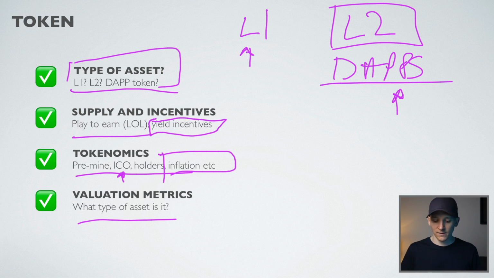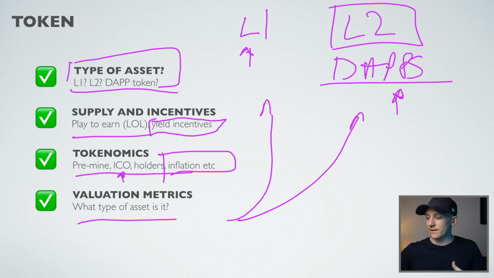What type of asset is it? Is it an L1? Is it a dApp? Is it an L2, like a scaling solution? What type of sector is it in? And then you can really segment the different types of token, and then compare and contrast in that way. What I'll do now is a competitive analysis of a specific project versus other projects.